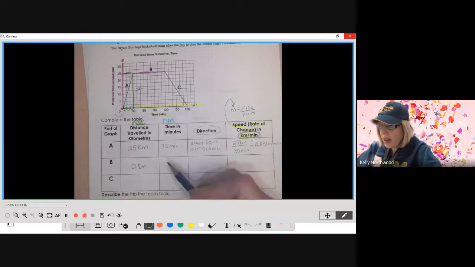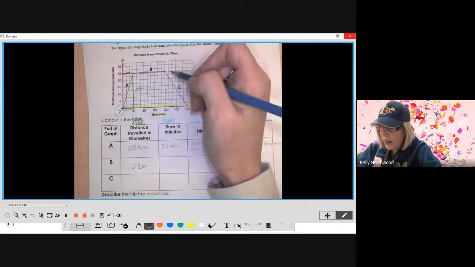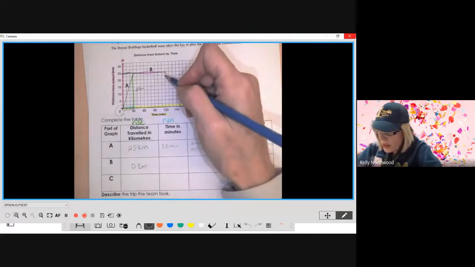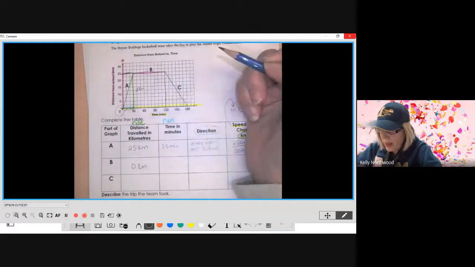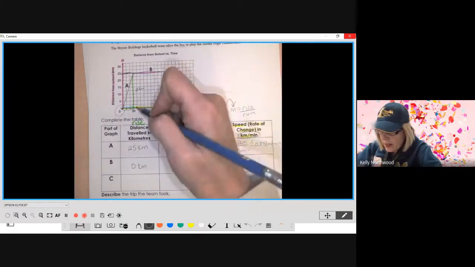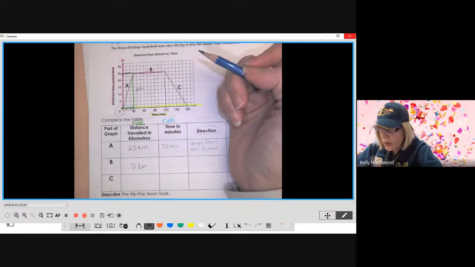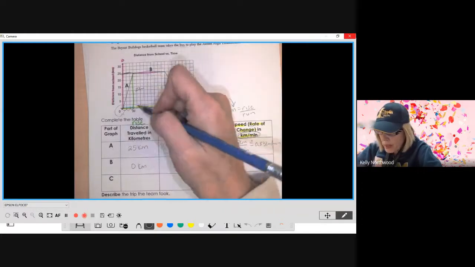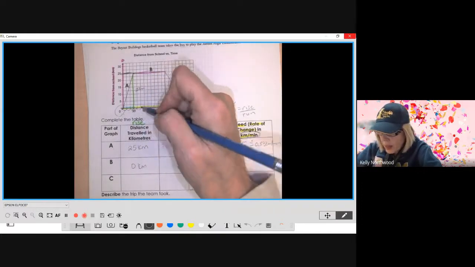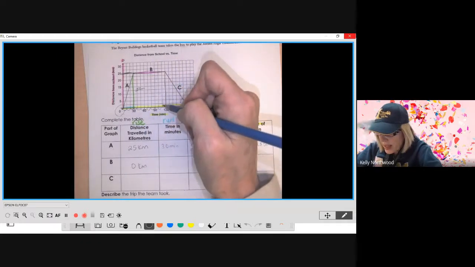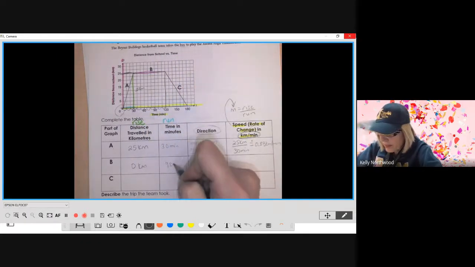But how long? The time isn't 0. We were there from 30 minutes to 120 minutes. So you can either do 120 minus 30, and that gives you 90, or you can count them. We know it's by tens: 10, 20, 30, 40, 50, 60, 70, 80, 90 minutes.